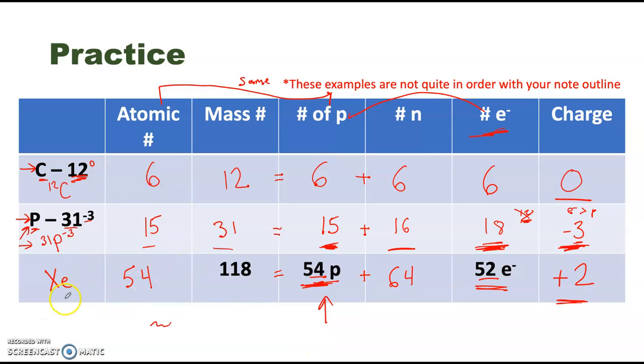So let's finish the symbol over here. I know that my mass number is 118 because of this. I know that my charge is +2. So I would accept that answer, or I would accept XE 118 +2. That would work too. Or if you really want to go a step further, you could even put 54 down here. That's optional though.